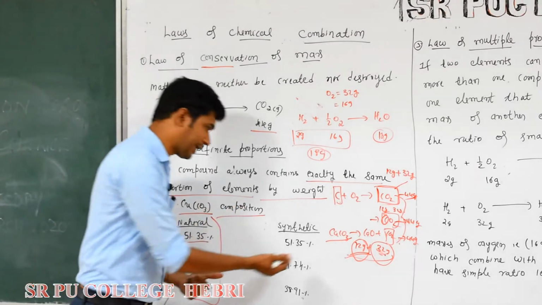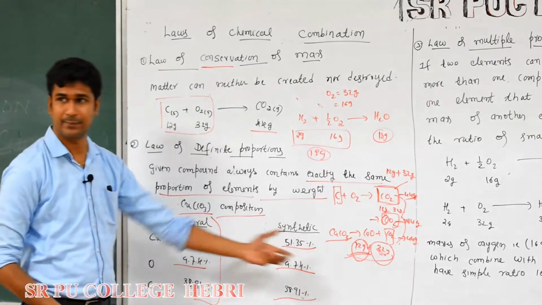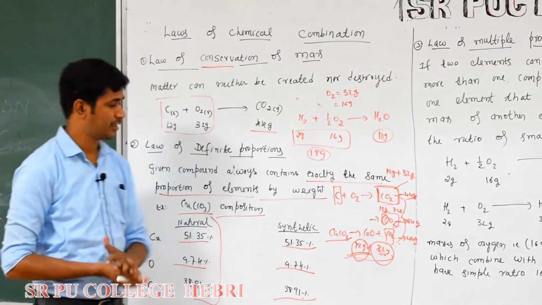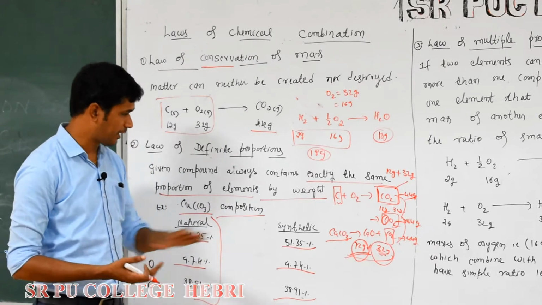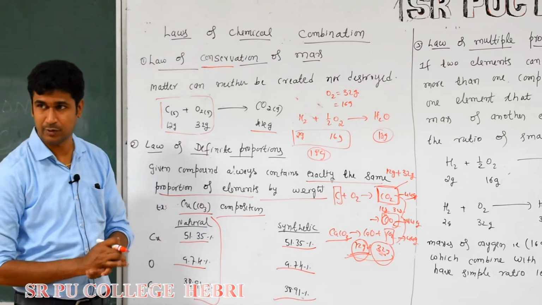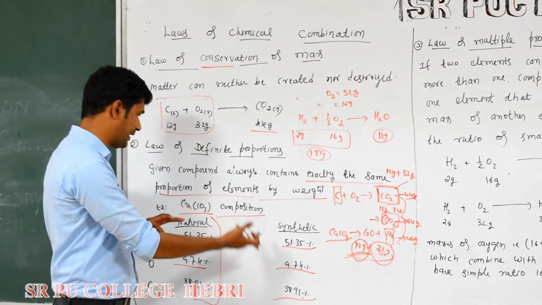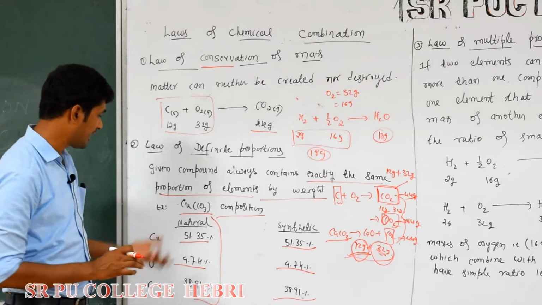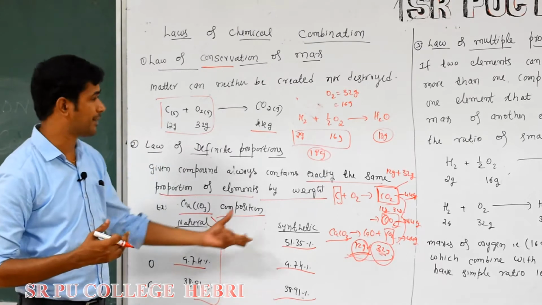The synthetic cupric carbonate also has the same proportion of elements by weight or by percentage. Understood? Here they have converted weight into percentage. Otherwise you can write it in terms of mass also, no problem. In terms of percentage or in terms of mass, both are fine. So naturally available cupric carbonate as well as synthetic cupric carbonate, both have equal proportion of elements by weight or by percentage.